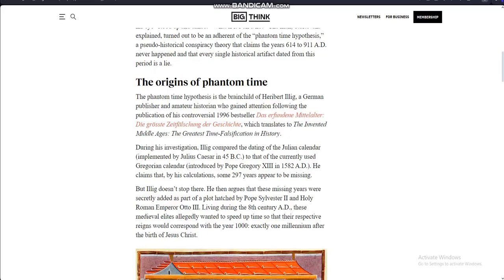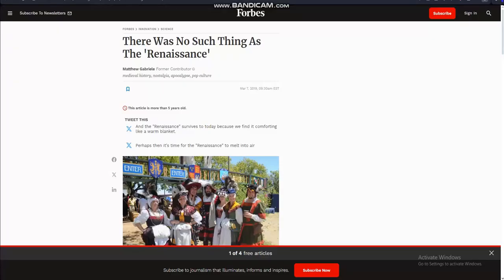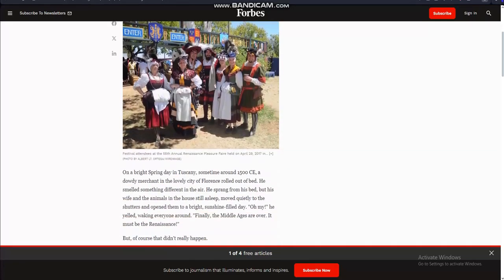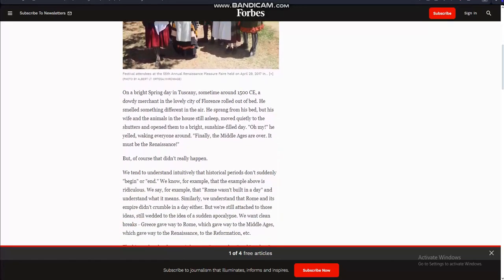And I'm going to show you right now the double talk. Okay, so they're calling him a conspiracy theorist, correct? Look at this. This is an article by Forbes. There's no such thing as the Renaissance. It says here, on a bright spring day in Tuscany, sometime around 1500 CE, a Dante merchant in the lovely city of Florence rolled out of bed. He smelled something different in the air, and he sprung from his bed, but his wife and the animals in the house, still asleep, moved quietly to the shutters and opened them to a bright, sunshine-filled day. "Oh my," he yelled, waking everyone around. "Finally, the Middle Ages are over. It must be the Renaissance." But of course, that didn't really happen.